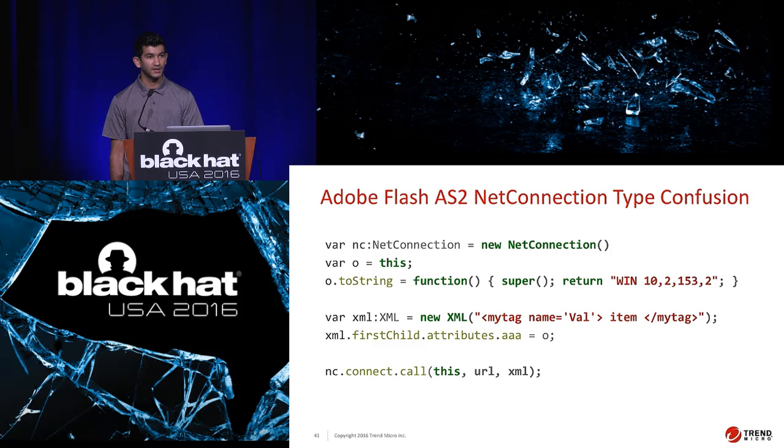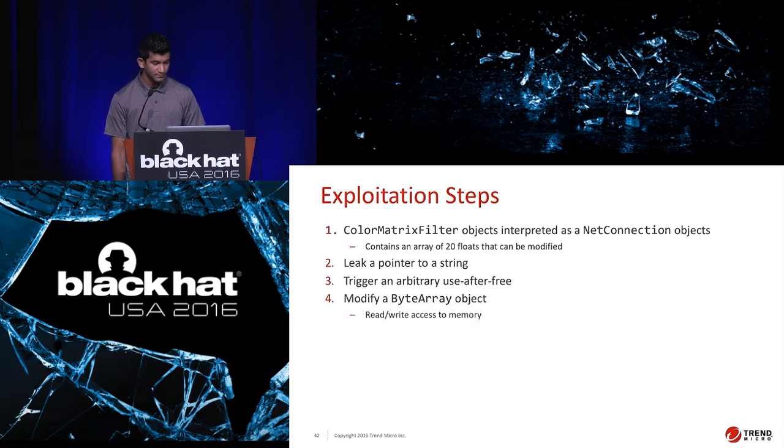Calling super ends up calling the super constructor for NetConnection such that it sets the type ID. But by allocating ColorMatrixFilter objects, they're able to confuse ColorMatrixFilter objects as a NetConnection object. The reason they chose this is that ColorMatrixFilter objects contain an array of 20 floats that can be read and written. And using this, they're able to leak a pointer to a string, specifically the string that contains the URL that's used for the NetConnection. And then they write to it and modify that pointer such that they now have the ability to trigger an arbitrary use after free. They use this to craft a modified ByteArray object that has a custom length. And once they have that, they have read and write access to basically all of user land memory. And at that point, code execution is fairly straightforward.